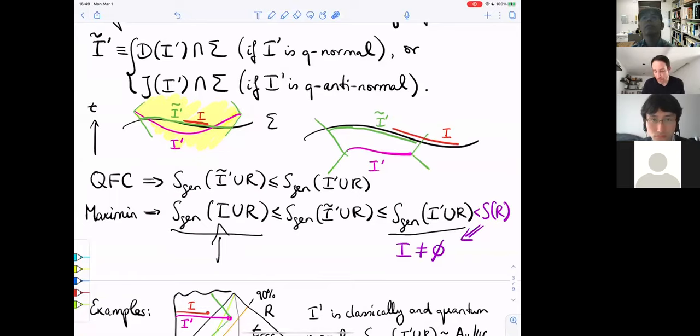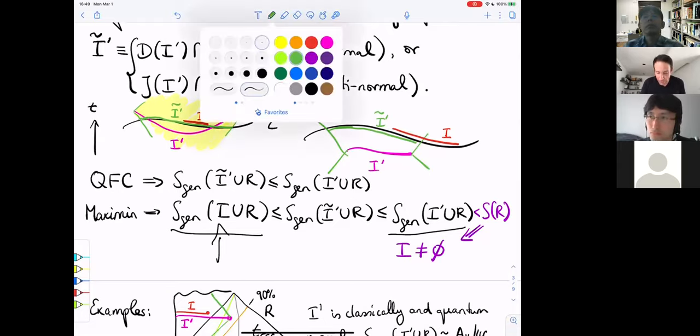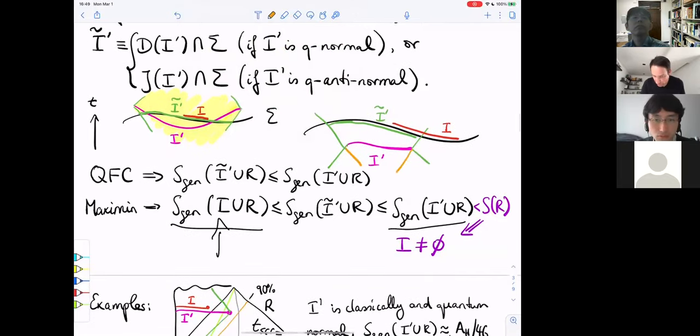And if I prime happens to be anti-normal, it works the same way. I misspoke earlier. If I prime was anti-normal, it works more or less the same way as if it was normal. The only problem is if it was trapped, for example, or anti-trapped, then it could be that the allowed representatives would be these orange ones, for example, that I'm drawing here, and they may never get anywhere near the maximum surface. So then we have a problem.